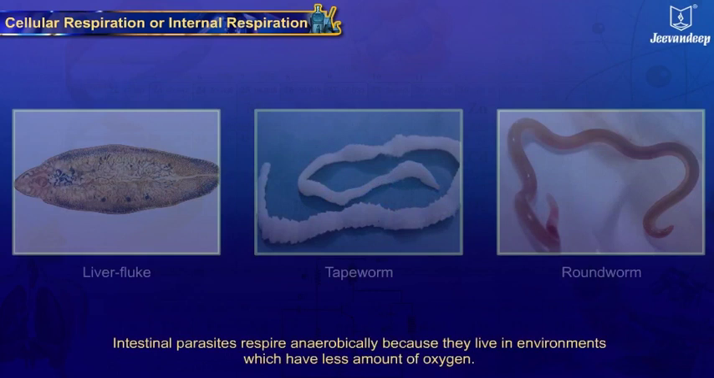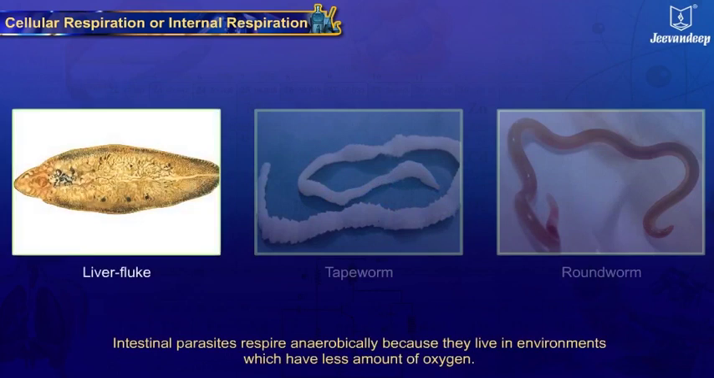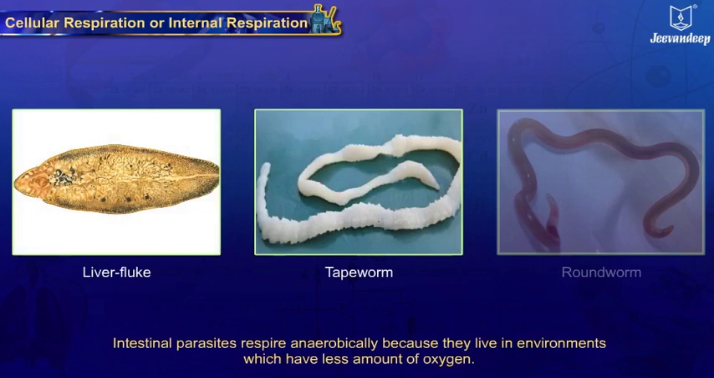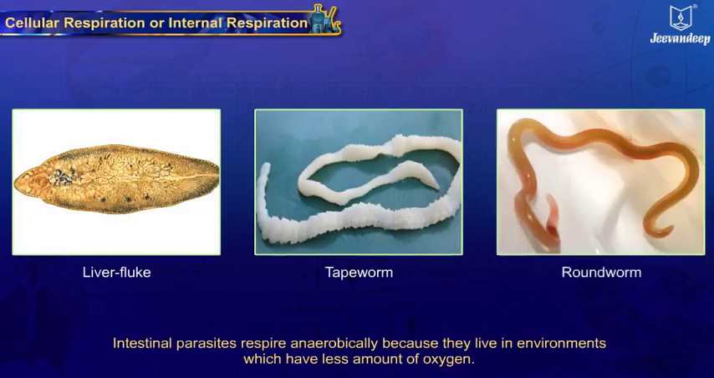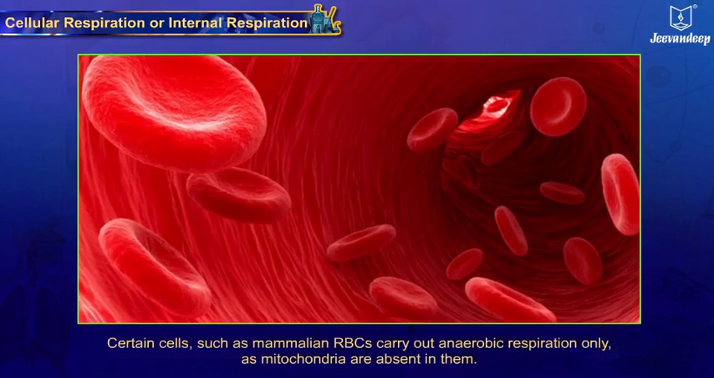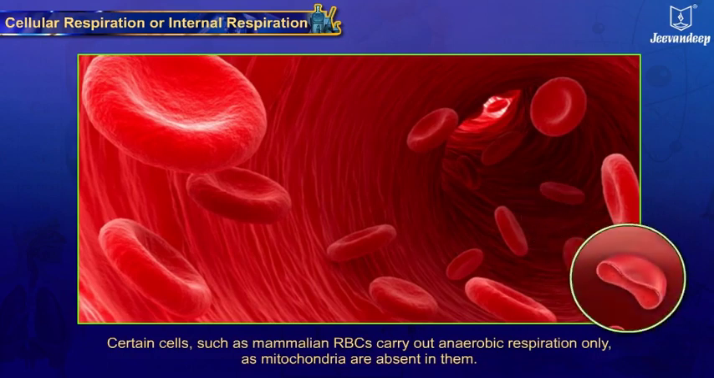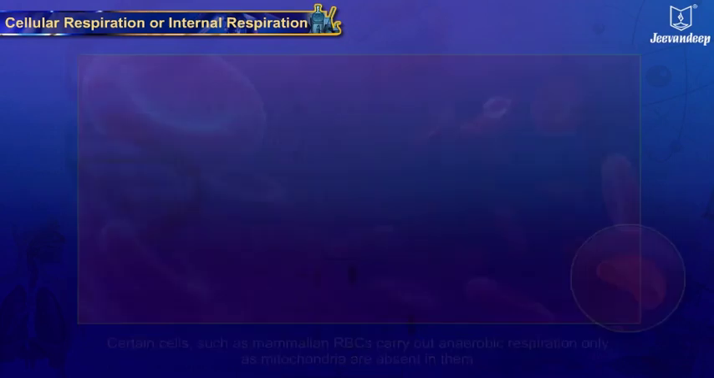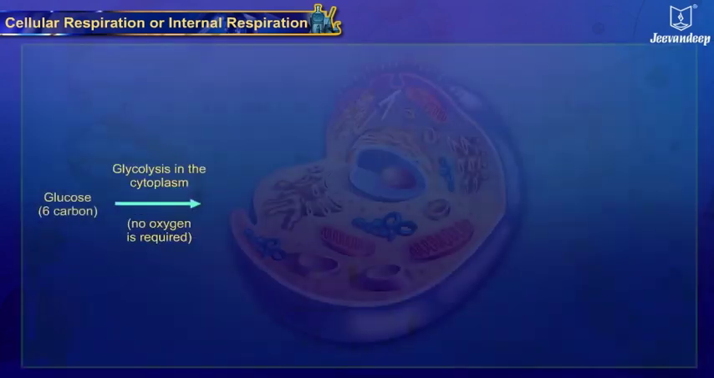Few intestinal parasites like liver fluke, tapeworm, and roundworm respire anaerobically because they live in environments which have less amount of oxygen. Certain cells, such as mammalian RBCs, carry out anaerobic respiration only, as mitochondria are absent in them. Breakdown of glucose by various pathways.